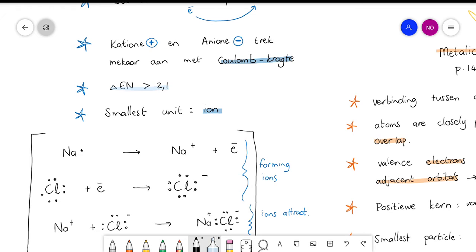So let's quickly recap. For covalent bonds, we say it's sharing of electrons. For ionic bonds, we say it's transfer of electrons. By kovalente binding sê ons die kleinste eenheid is 'n molekule, en by ioniese binding sê ons die kleinste eenheid is 'n ion. And the last thing is, for covalent bonds, we say that it occurs between non-metals, and ionic bonds, we say it occurs between a non-metal and a metal.